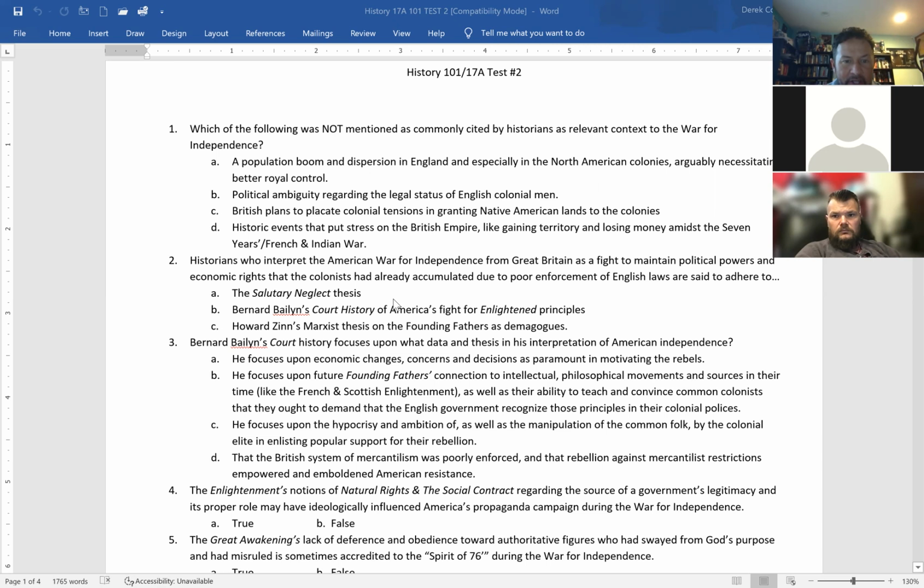Again, the salutary neglect thesis, right? That we were largely neglected by British policies that were not enforced, and it had a healthy effect upon us as our assemblies accumulated powers, and we smuggled and did as we pleased economically. And then the British tried to crack down on us at the end of the French and Indian War. It's a very common thesis found in the textbook as well.